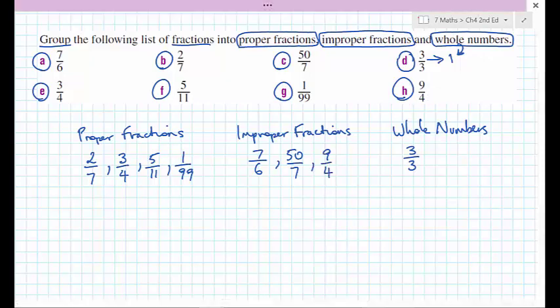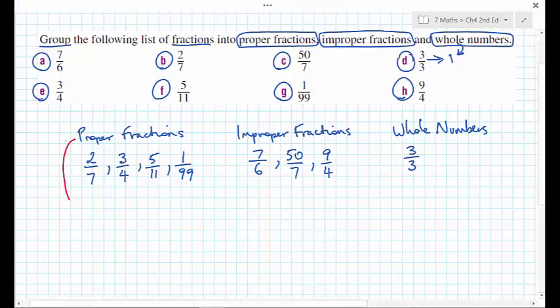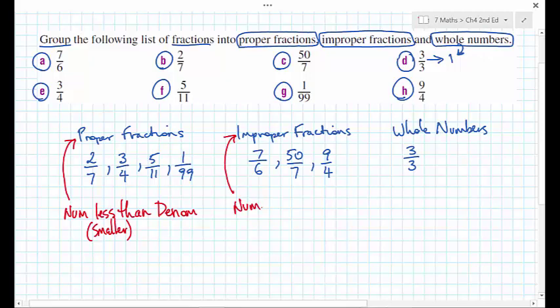Okay, so remember, in terms of our definitions here, proper fractions have a numerator less than the denominator, okay, which is basically smaller than. We have improper fractions where our numerator is greater than our denominator, okay, or larger than.